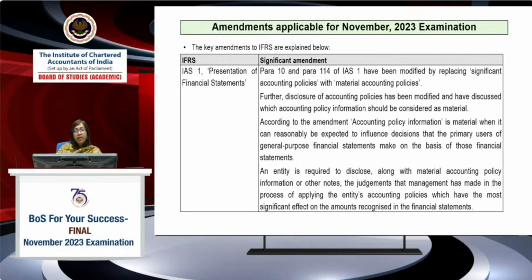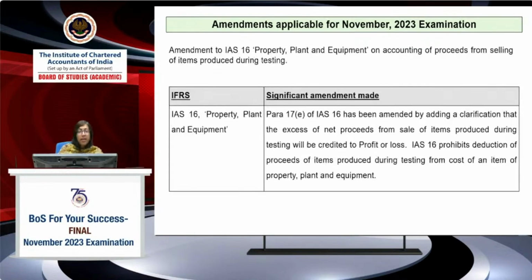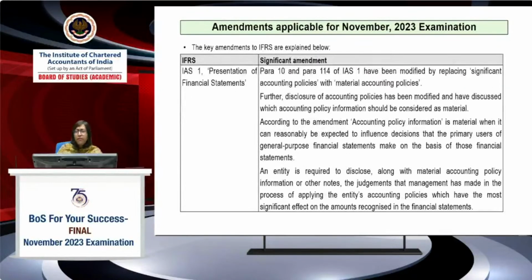After that, the Ministry of Corporate Affairs has come out with amendments twice, one in the year 2022 and another in the year 2023. The amendments in 2023 are in IAS 1, IAS 8, IAS 12 and IFRS 1. There are only 4 major amendments.